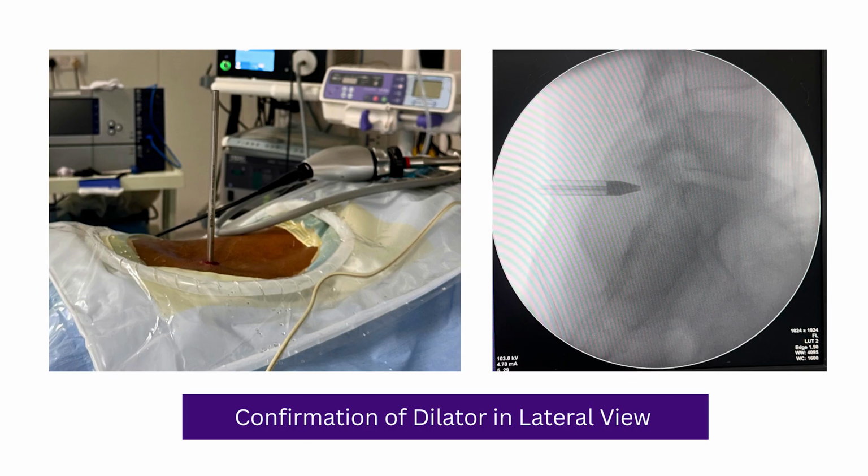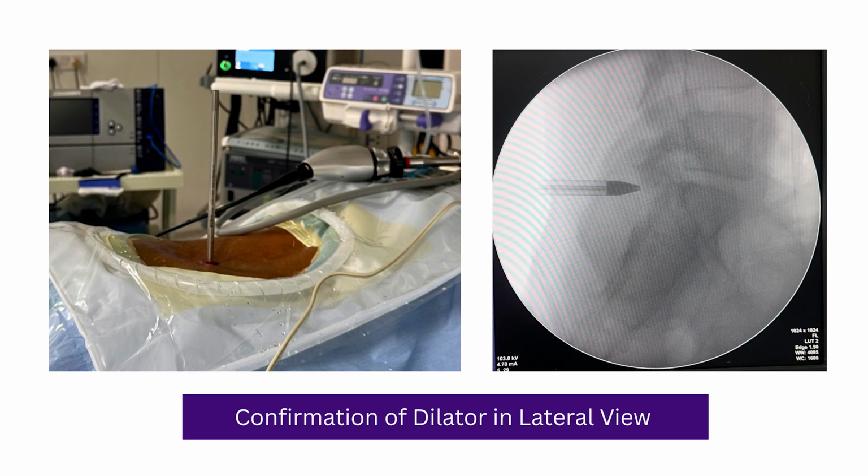You have inserted the dilator in AP view. Now you have to confirm the position of the dilator in the lateral view. So in this particular case, you can see our dilator is resting at the inferior end plate, or it is parallel to the inferior plate.